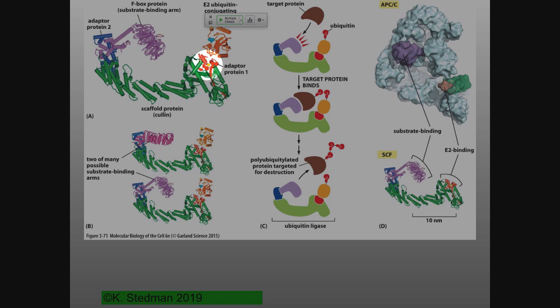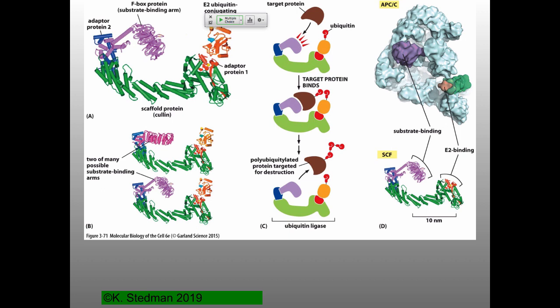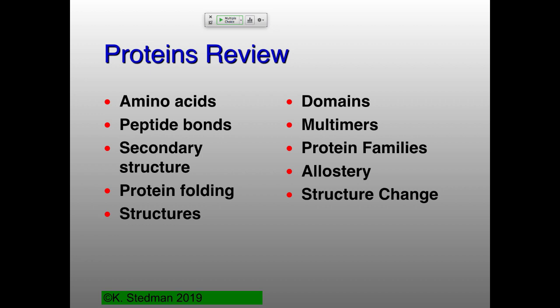It also needs to interact with the E2 proteins, which are these ubiquitin conjugating enzymes, and they also have separate polypeptides, these two adapter proteins as well. This whole complex will bind to target protein, then that protein will become ubiquitinated. This ubiquitinated protein then, in this case polyubiquitinated, will end up being degraded inside the cell.